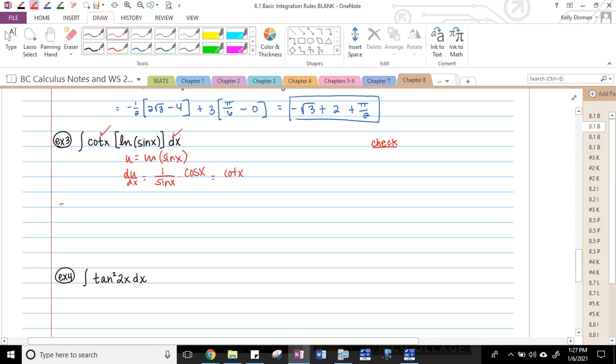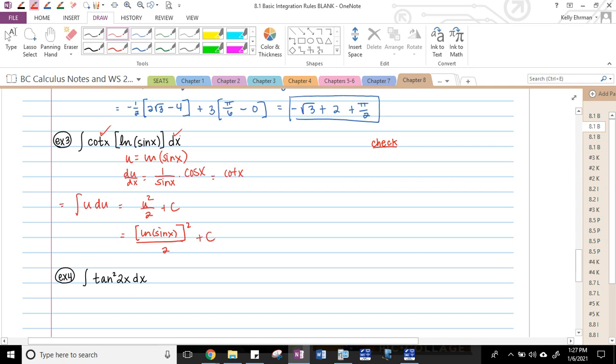So now we have the integral of u du. Integral of u du is u squared over 2 plus c. And back to what u was. When you're squaring a natural log, you just kind of have to write it like this. Square the entire thing over 2 plus c.